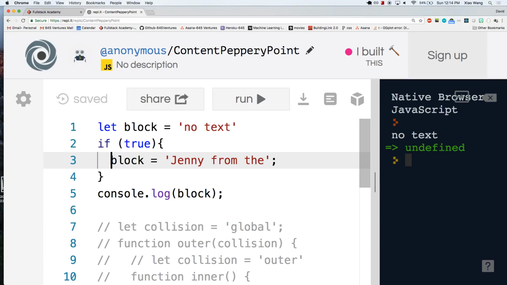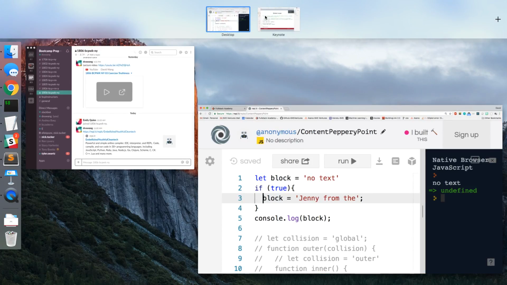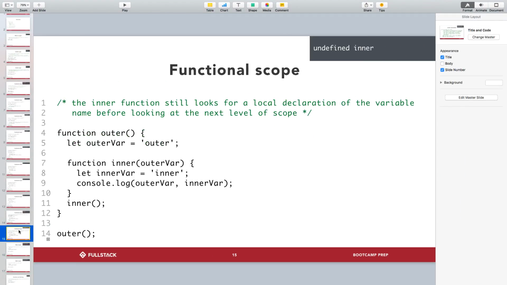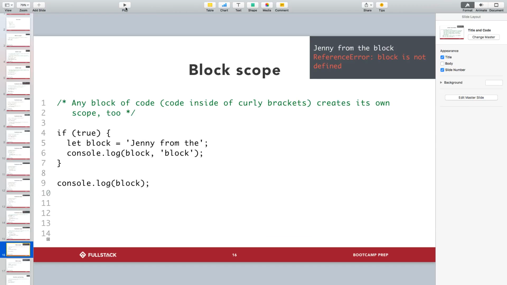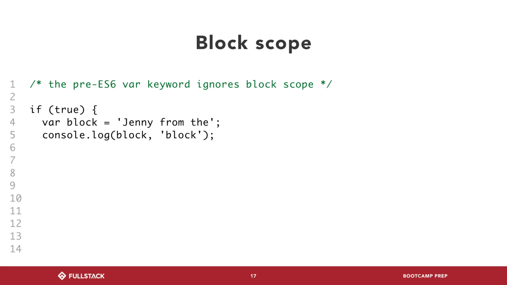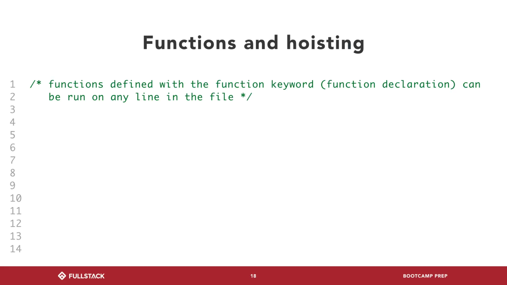Thank you. Yep. Cool. So where were we? We're almost done here, right? Yeah. Okay. So that's block scope. ES6. Yep. We ignore var.